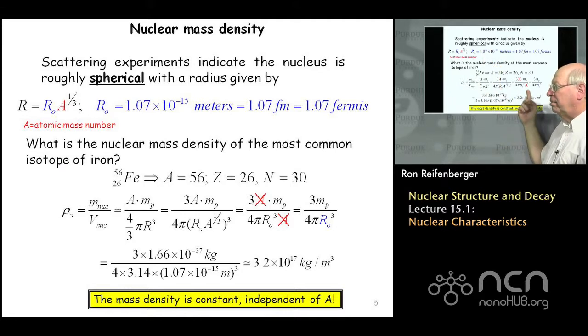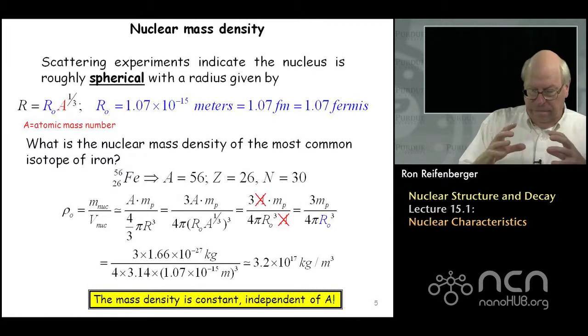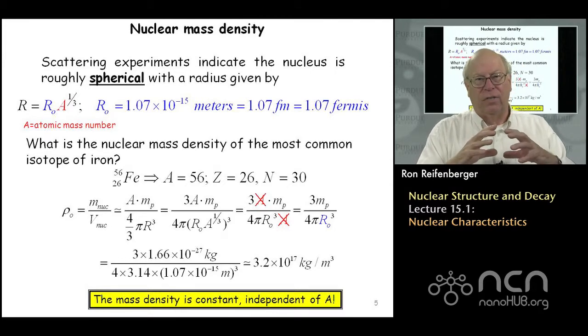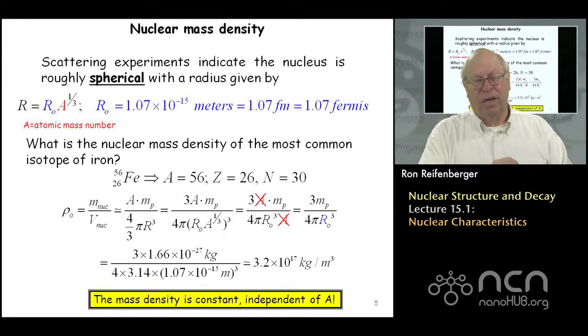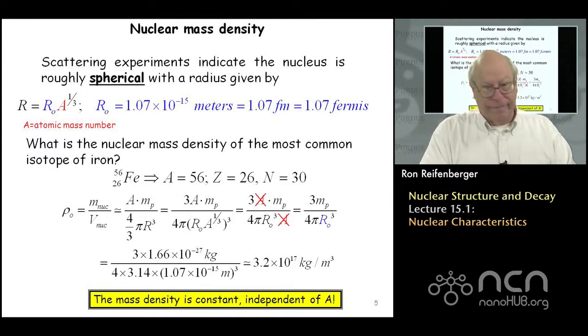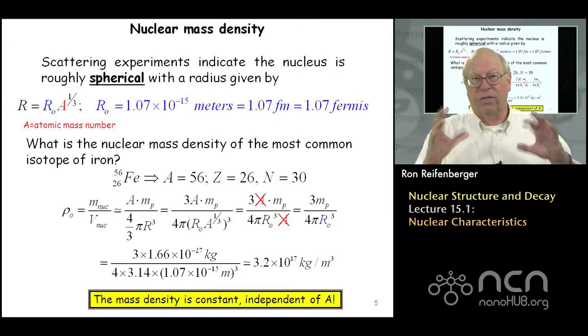And you can then evaluate this expression for the mass density. It's independent of A, so it's telling you that nuclear matter essentially has a constant density, independent of the number of neutrons and protons in it, right?